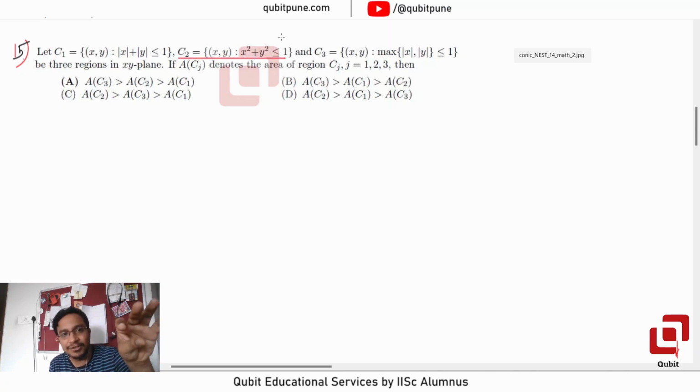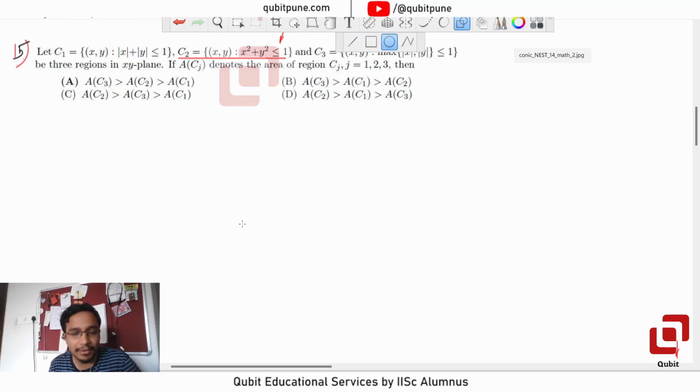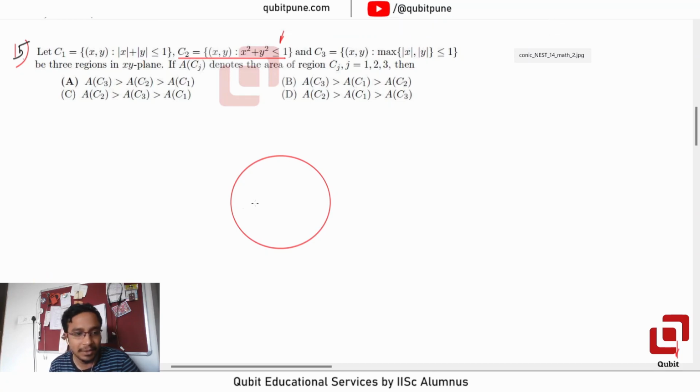Everybody would agree, because of this sign of the inequality, that it will be the interior of the unit circle, because of its radius being 1. So if this is the x-axis and this is the y-axis, it will be the interior here. So the area of this circle, C2, is pi. Also we need to take into consideration the intercepts that the circle makes with the axes.